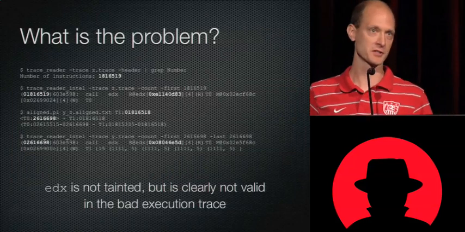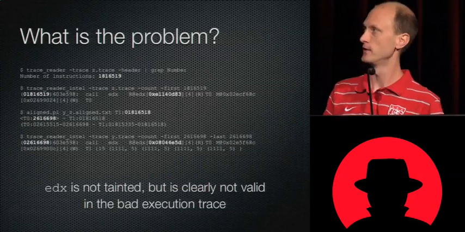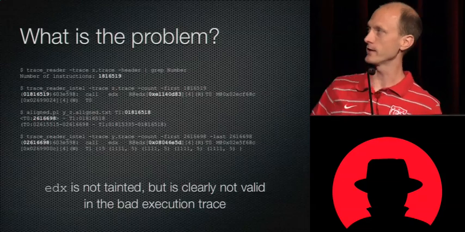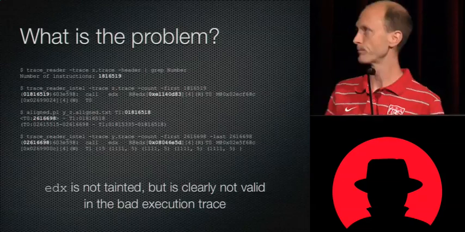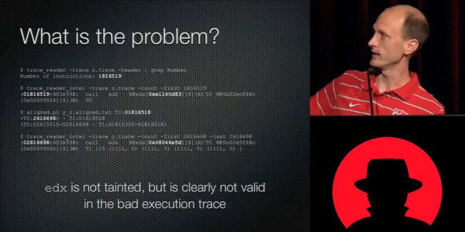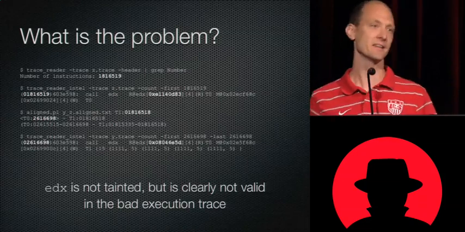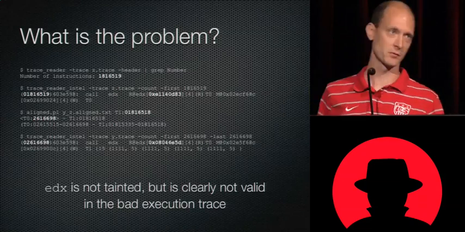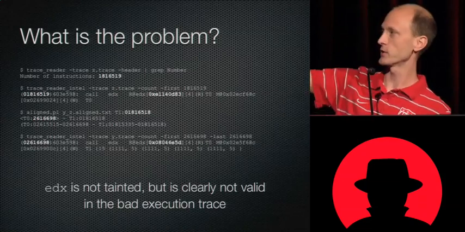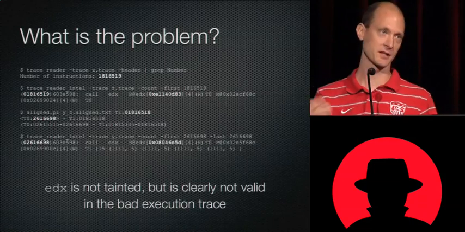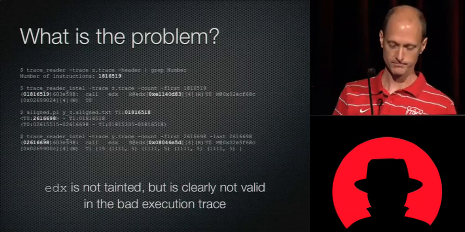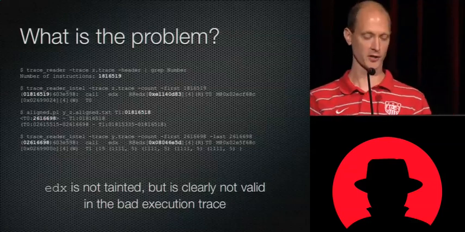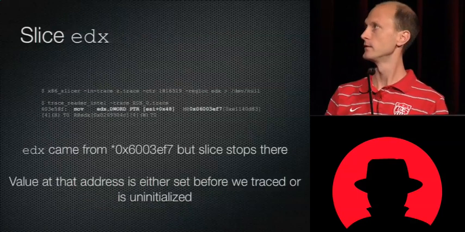Again, let's look at the final instruction by using tracereader. It's a call EDX where EDX is screwed up. But you'll notice that EDX actually is not tainted. That's kind of weird. Then you can look in the alignment and see what happened on the good trace. The good trace, not surprisingly, called EDX, but it had a good value. So EDX is definitely screwed up, but it's not directly under our control. So let's see what happened.